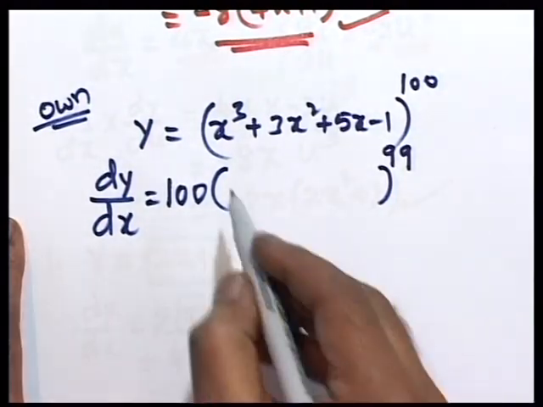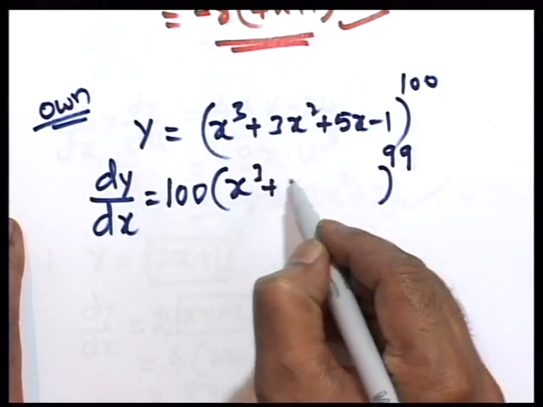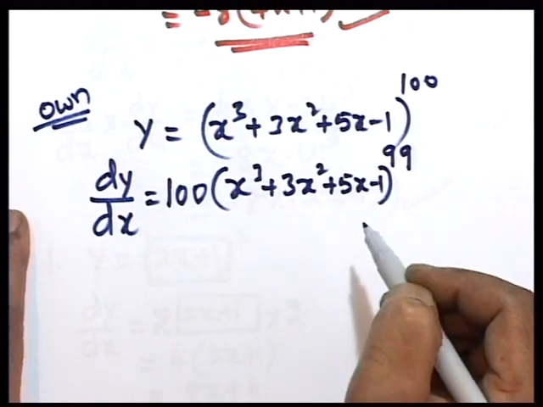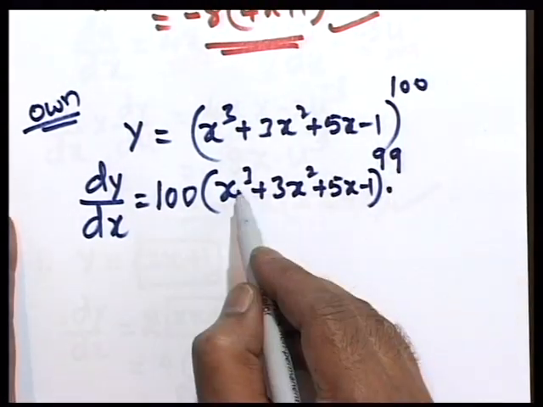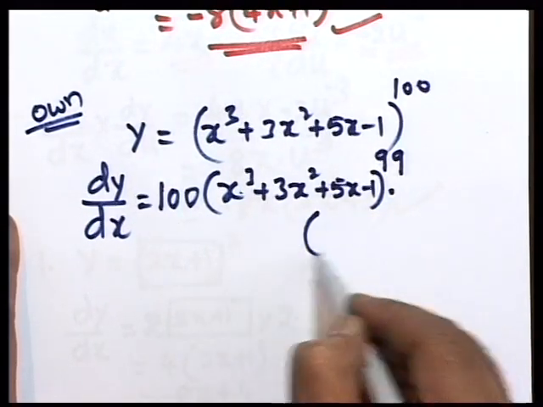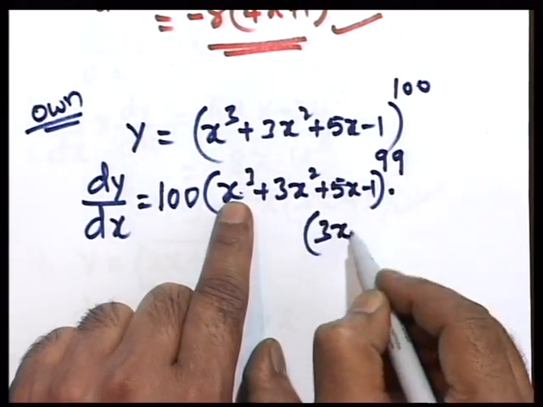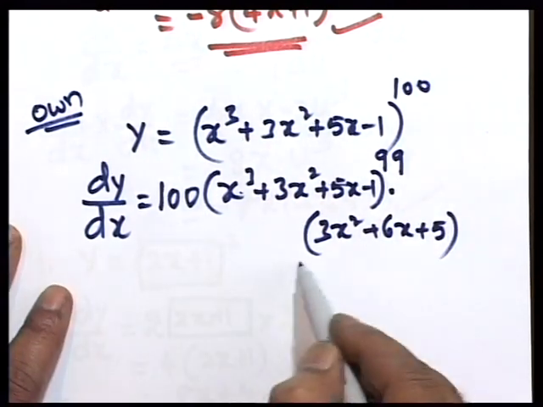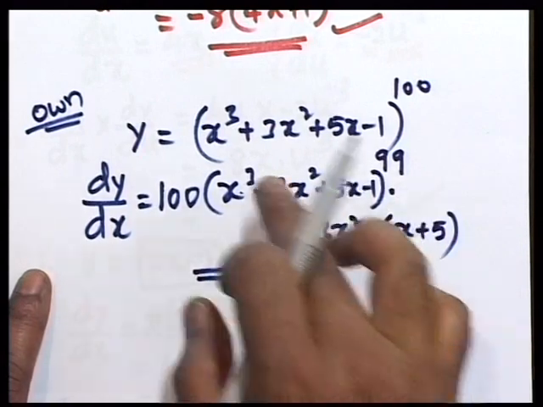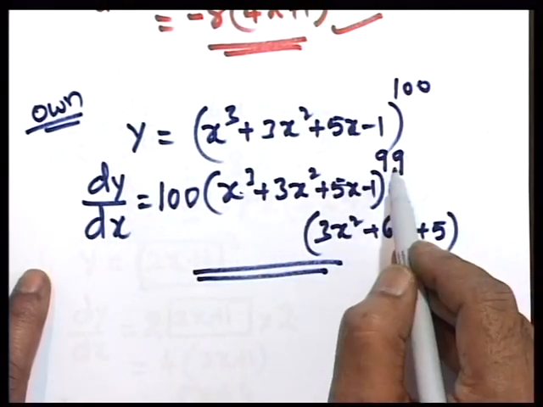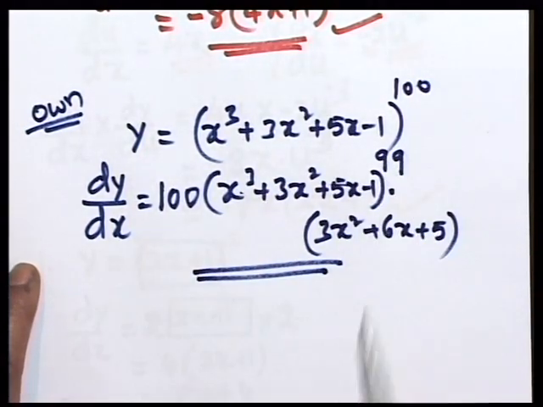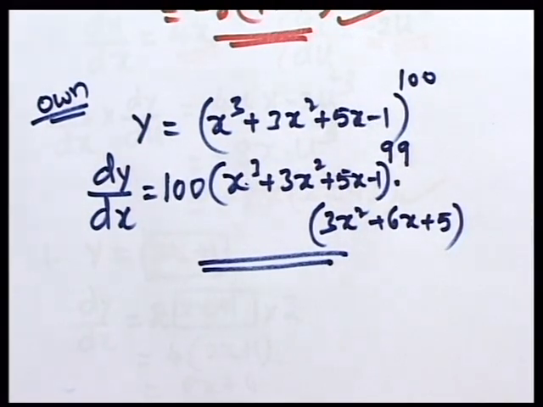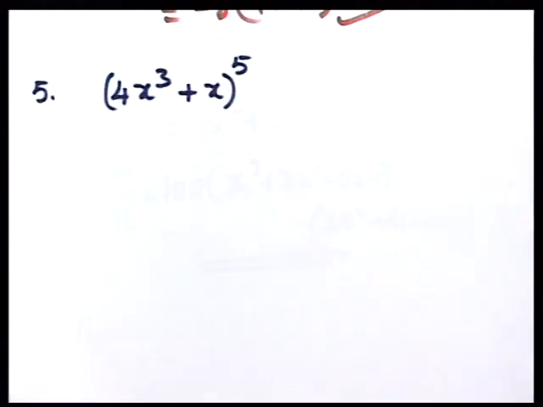That you know, right? So it's x cubed plus 3x squared plus 5x and minus 1. Then you differentiate the bracket and multiply. So that's going to be 3x squared plus 6x and plus 5. So you are allowed to leave the answer like this. Nobody expects you to open that bracket with the power 99. Okay, so shortcuts, very, very nice to solve these sums using the chain rule.